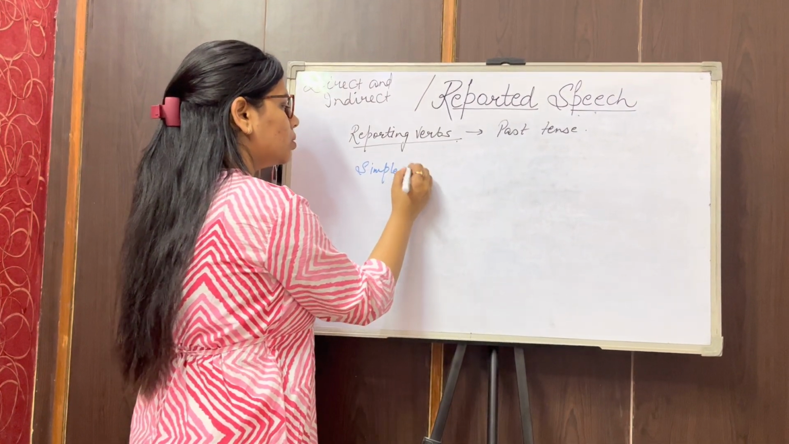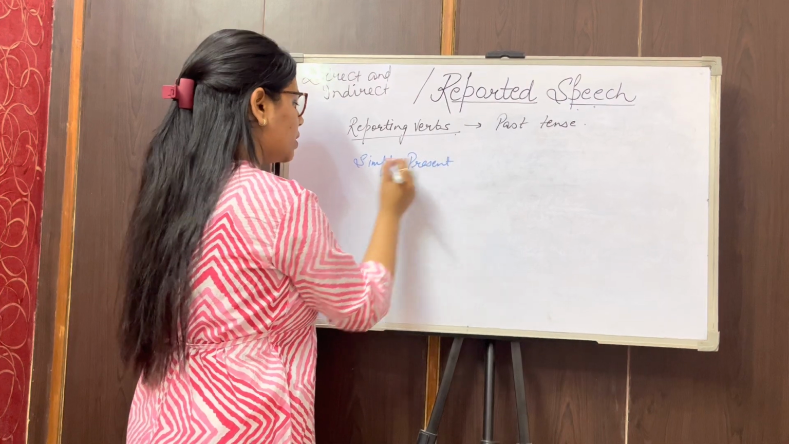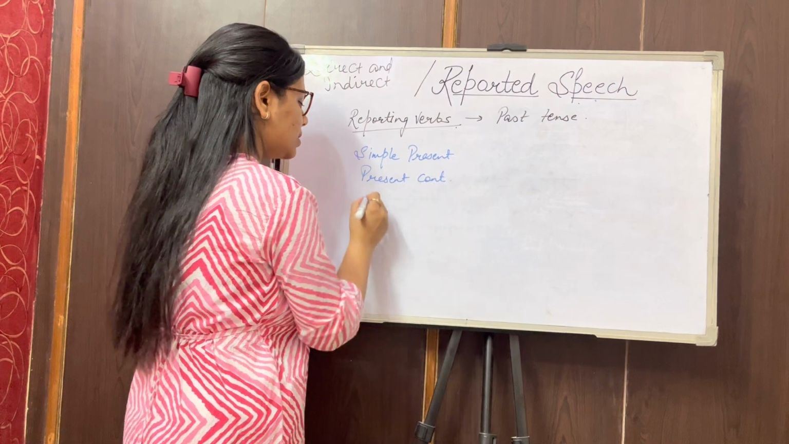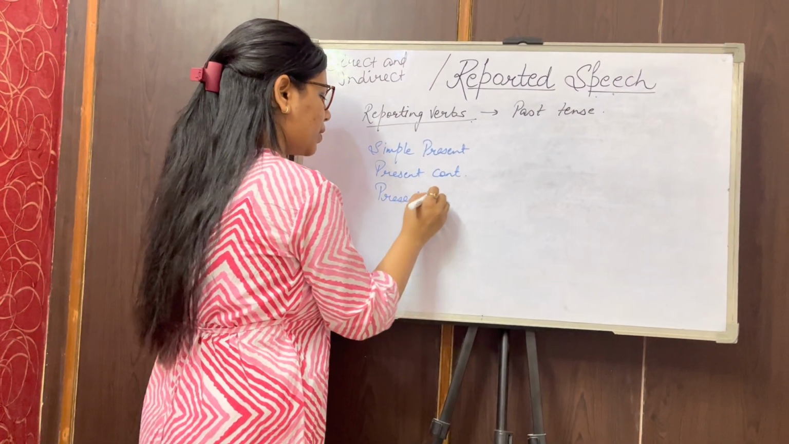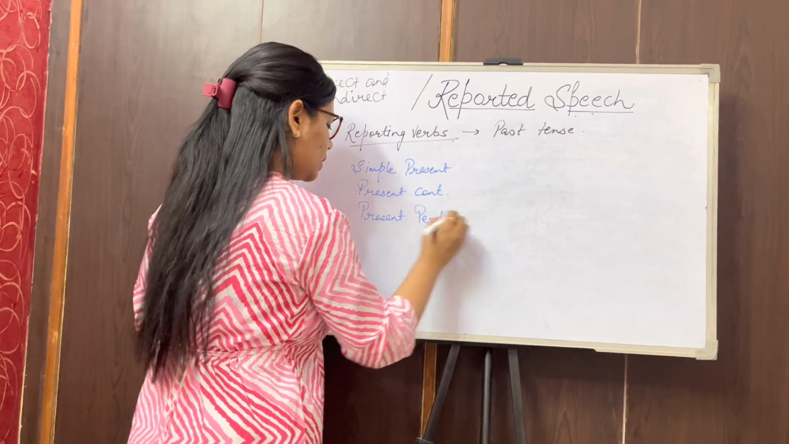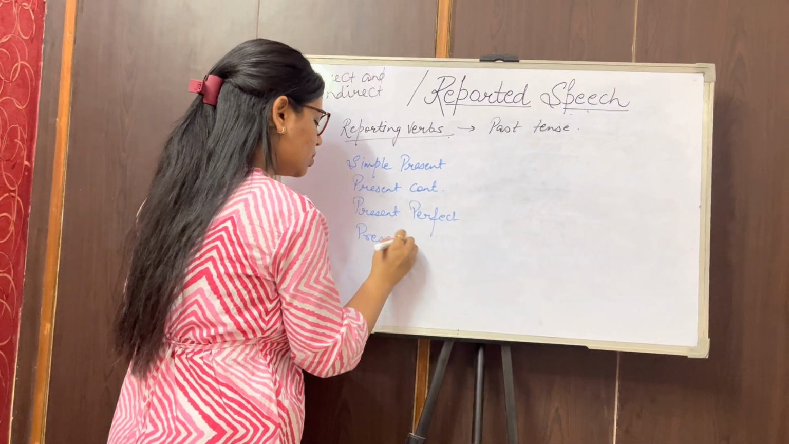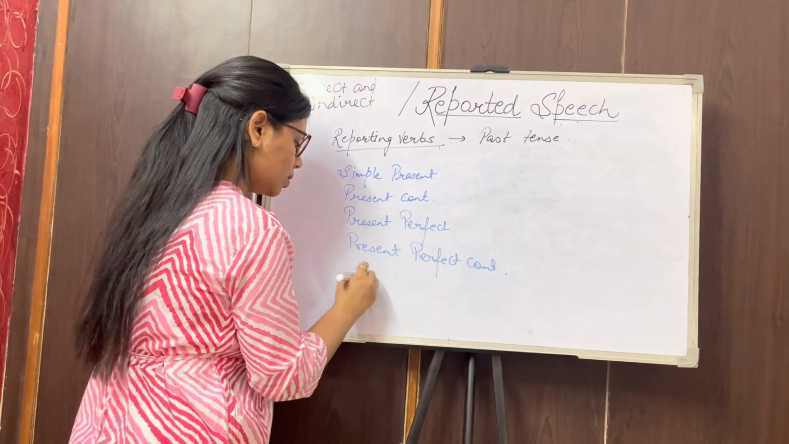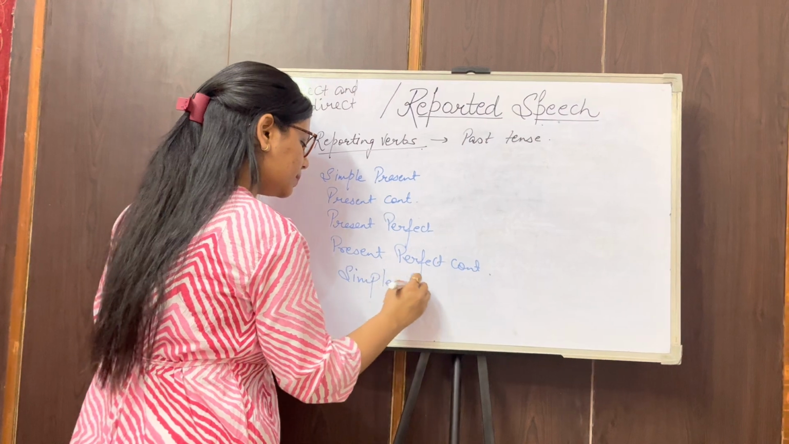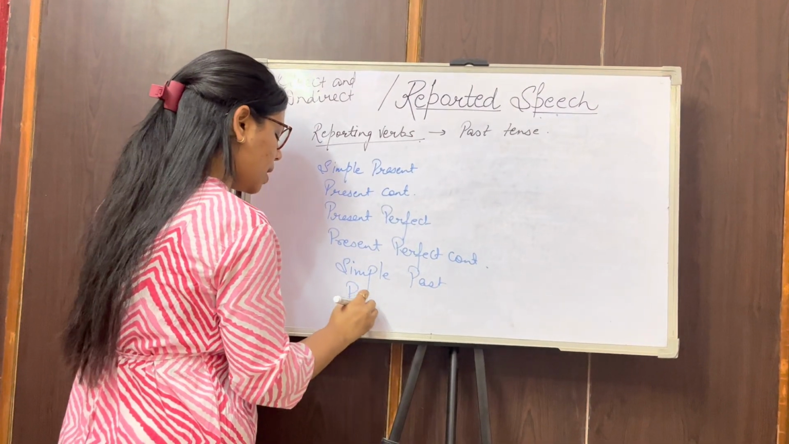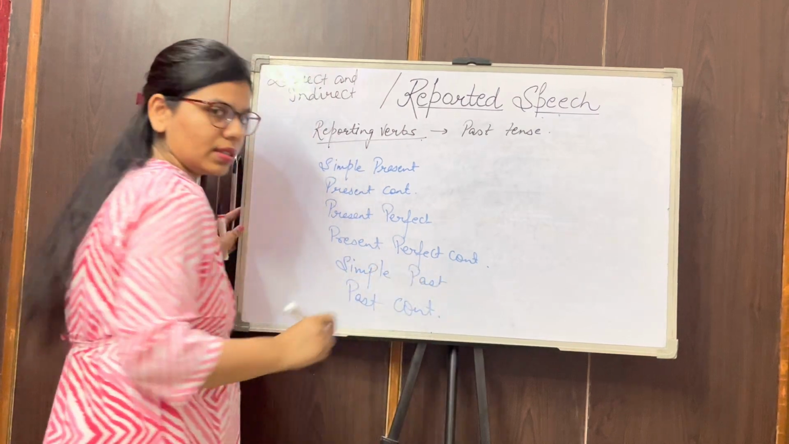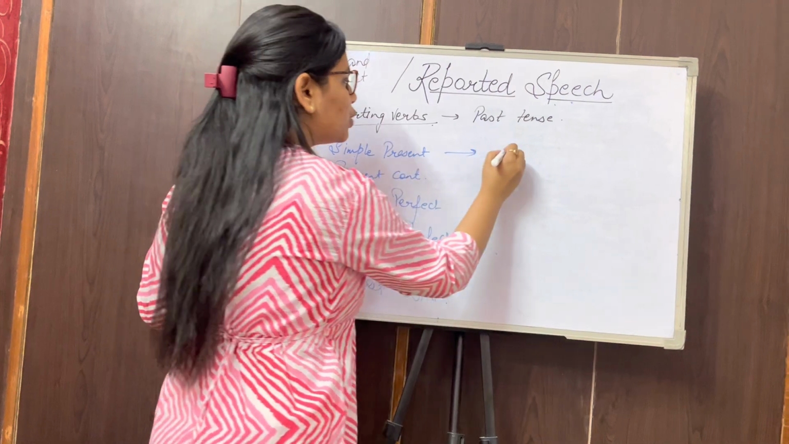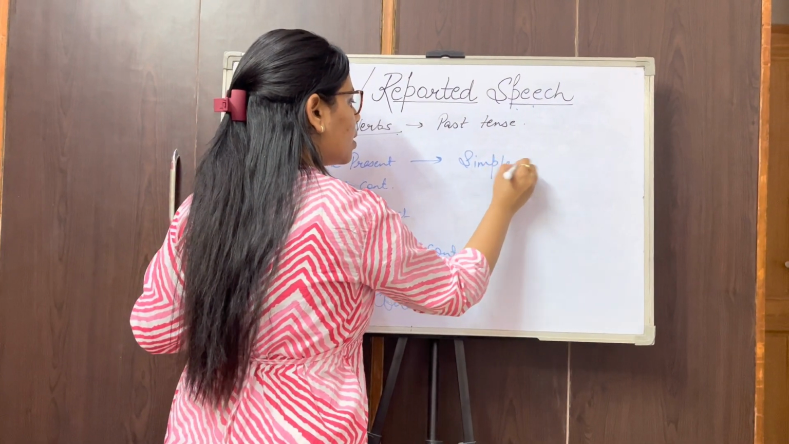First, let's write down the type of tenses that we have. Simple present, present continuous, present perfect, present perfect continuous, simple past, past continuous. Now see, when we talk about simple present, it will change to simple past.